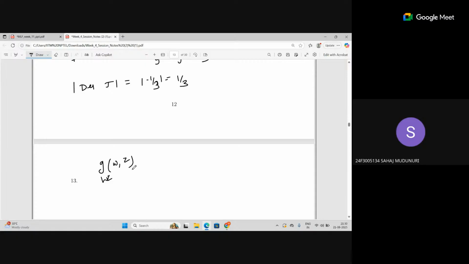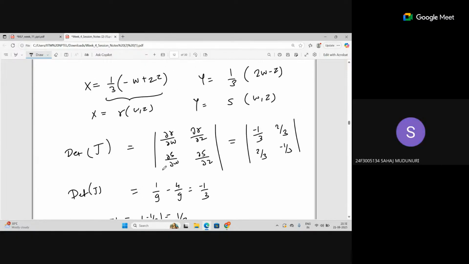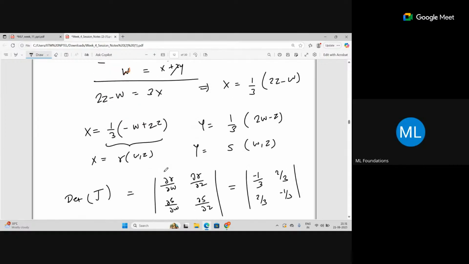Small question, sir. Yes, yes. When we do this method, do they have to be independent? What do you mean by independent? Independent random variables. Which ones? X and Y. Not needed, right? It's not needed that they should be independent. If they are independent, then it's okay. If they are not, it's not a problem. Okay, sir.